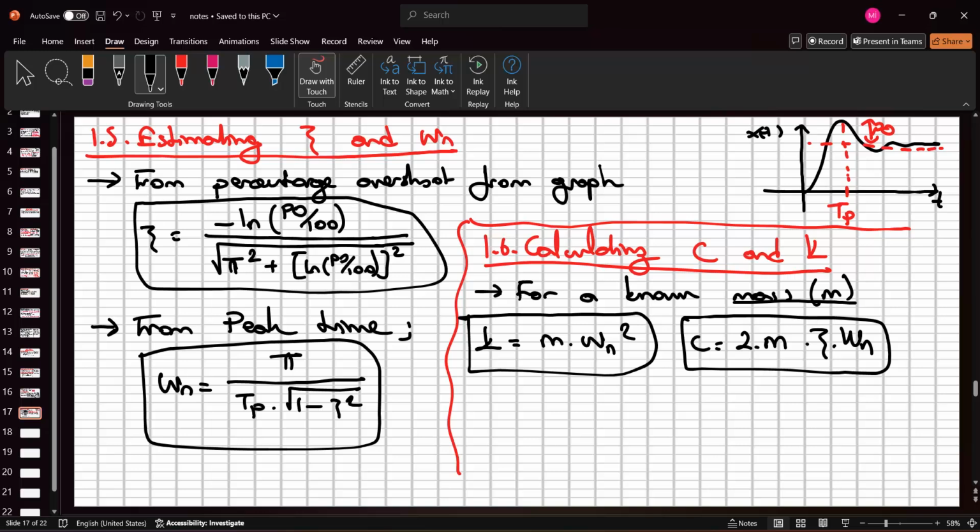Okay, so in the next lesson we will build our MATLAB example for the second order approximation of this system.